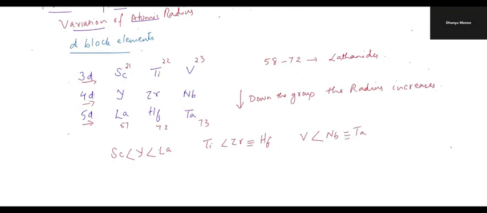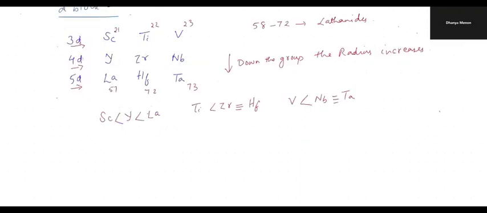Now, why does this happen? That means 4D series elements have a similar size to the 5D series elements. Why is this seen? Now, we know that from atomic number 58 to 72, we have the lanthanides.